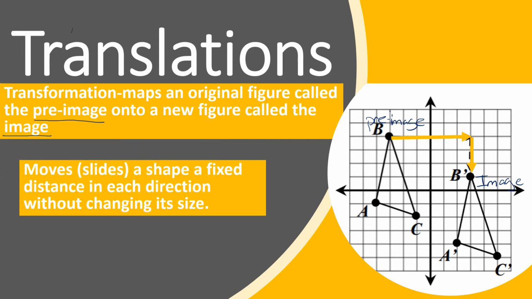Now what a translation does is slide a shape a fixed distance in each direction without changing its size. So if you look here, the pre-image has been shifted to the right and it also has been shifted down, but it did not change the size of the image.